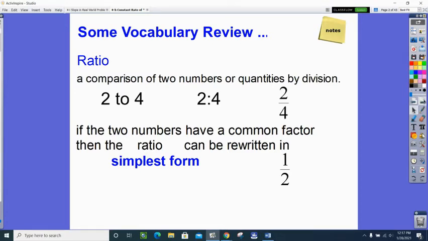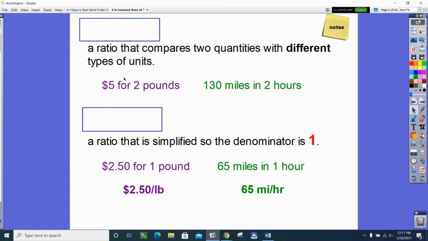Now let's go one step further with these ratios. Let's say a ratio has two different quantities in the real world. Like you're buying apples and it's $5 for 2 pounds, or 130 miles you drive in 2 hours. When you have a ratio that has two different units, it's more special than just calling it a ratio. The word also begins with an R, though. It is a rate. So dollars per pound, miles per hour. We've got two different units, and that's a rate.